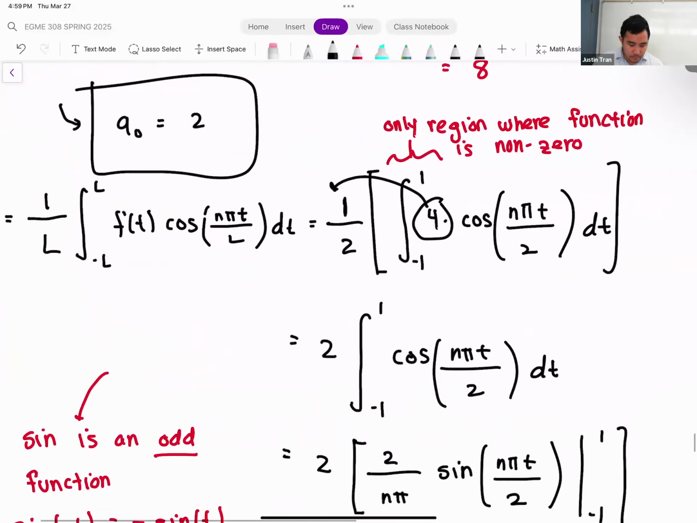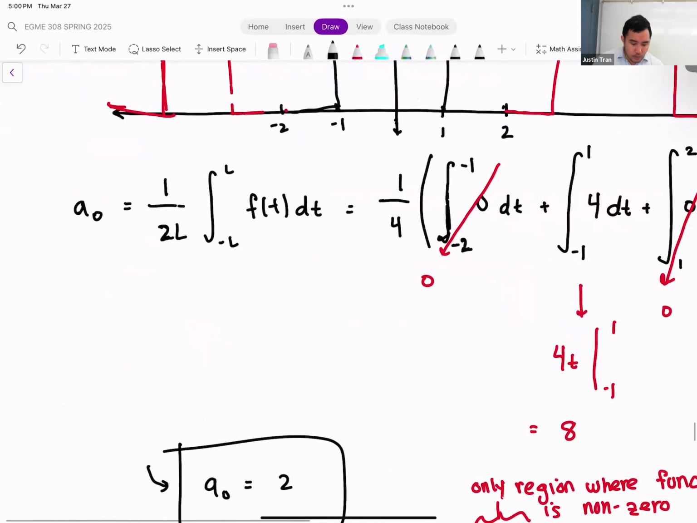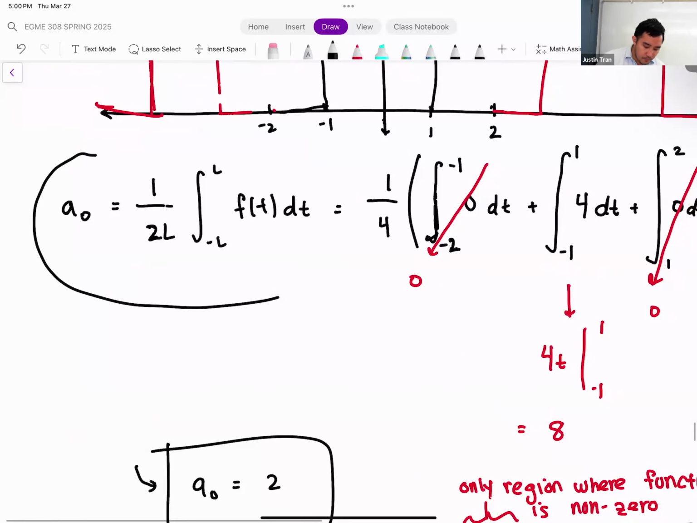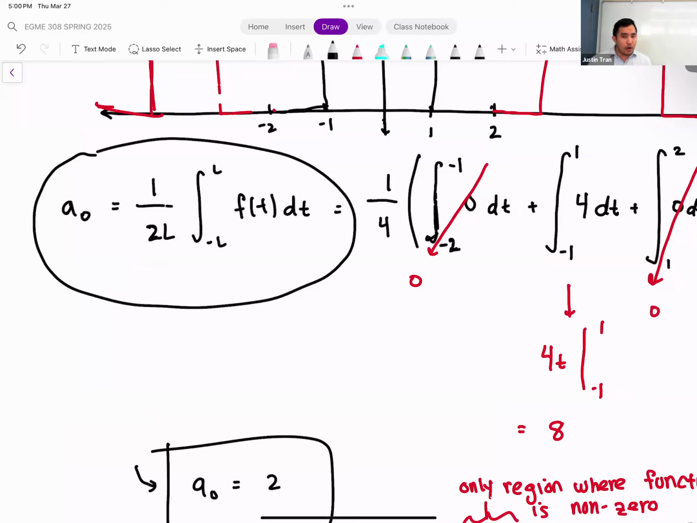Right. And so for our A0 coefficient, we're basically taking the integral of the function by itself across one period and then dividing the whole thing by the length of that one period, right? This formula, you've actually seen before in your calculus course, or I hope you've seen it. This formula here is nothing more than just the mean value theorem.